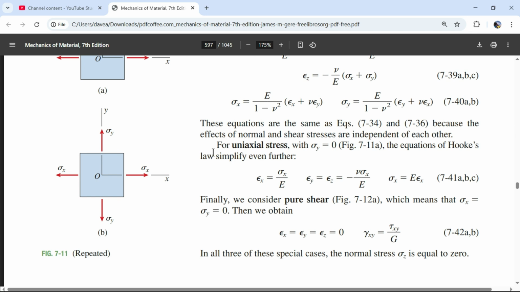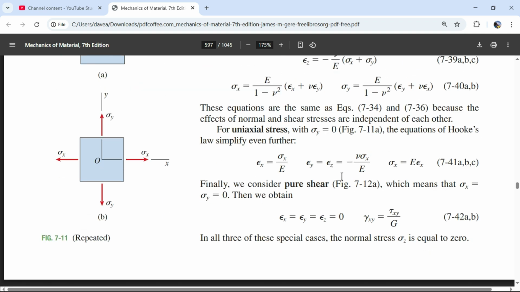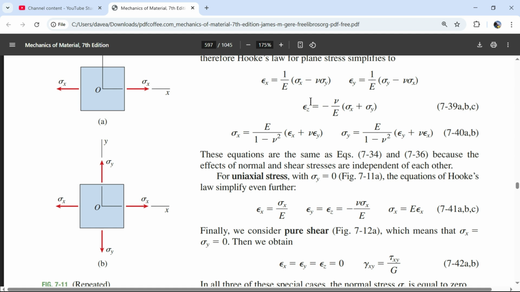Sweet. If we have uniaxial stress, then our sigma y drops out of all of these, and we are left with these equations. So we talked about these three, and we can find our stress in the x, because that's just a rearranging of this one. It's going to be stress is E times epsilon.